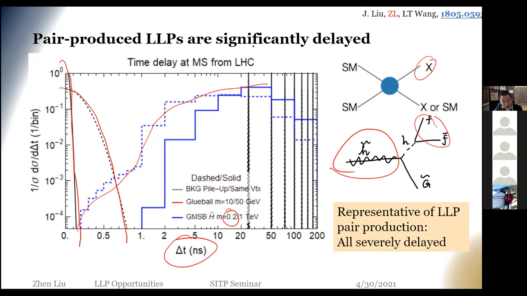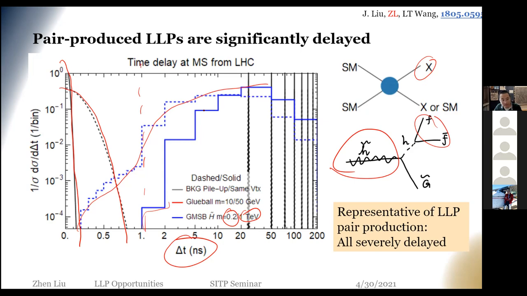But one also has to realize this and show this. If it's one TeV, they are even more delayed. So almost all of them, following this solid blue curve, are delayed by more than 1 nanosecond. In fact, they are so delayed, they are even entering the next bunch of beams colliding with each other. So I have to block out some windows and try to pick up those signals, okay? But once you point out this important idea and concept that is uniquely possible for long-lived particles, people can conduct the search.